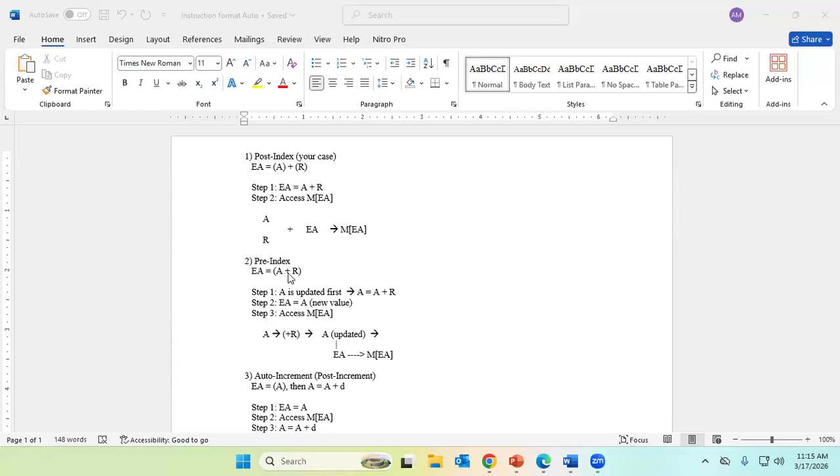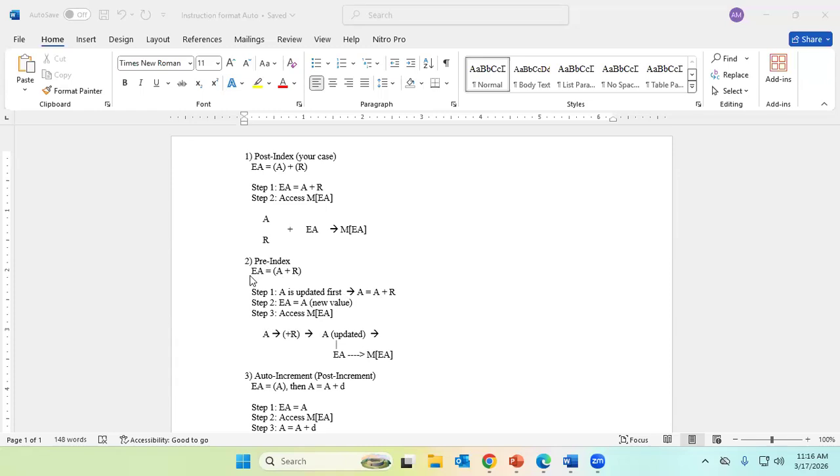So this looks like A equals A plus R, guys. A equals A plus R. Here it is. And then the effective address will be this new A. The new A is the effective address. So memory of effective address. And here we go.